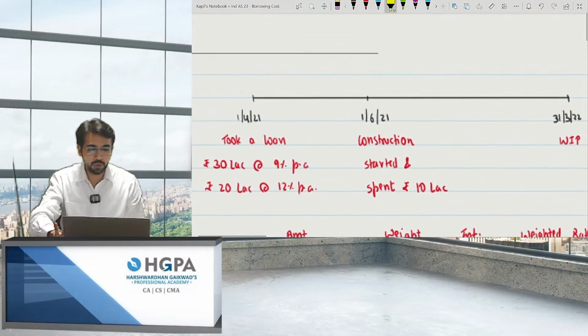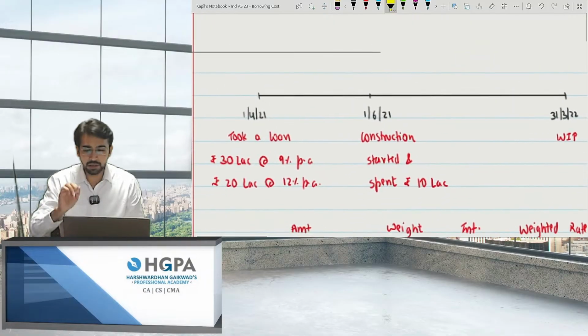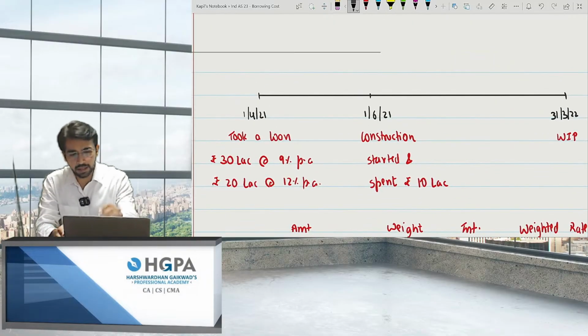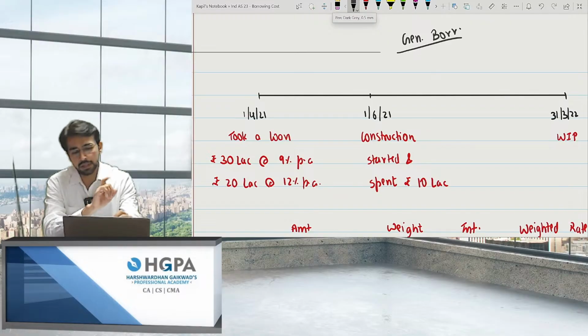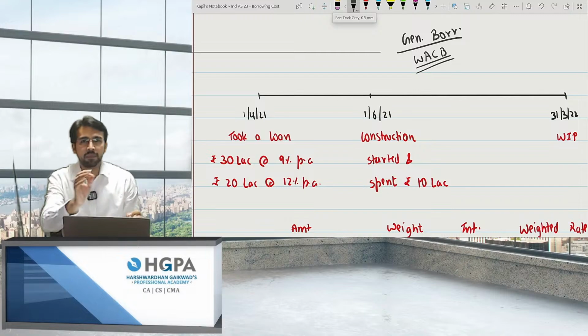Okay, so this is a question where I have taken the WACB. So when I say it is from general borrowing, the very first step is you have to calculate the WACB. Now, what is WACB? It is also known as the capitalization rate or the weighted average cost of borrowing. If I talk in FM terms, it is WACC, weighted average cost of capital. So over here we say WACB, weighted average cost of borrowing, or else we can say capitalization rate.